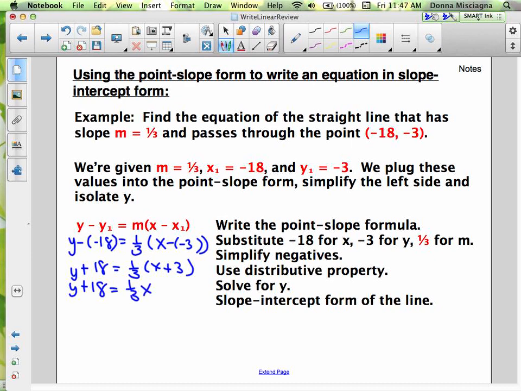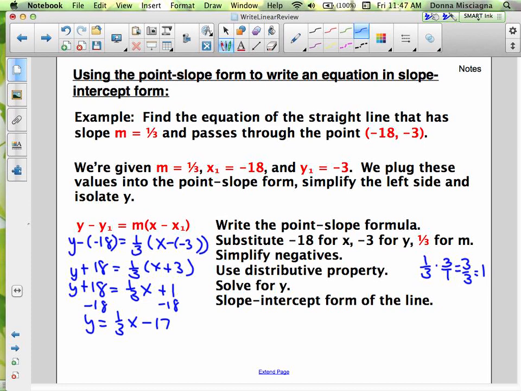And I'm just going to do the multiplication over here just in case you're not sure. 1/3 times 3. All right, well, that would be 3 over 3. Right? Or we could cancel the 3's. But either way, that's just 1. And now we need to solve for y, which means we're going to subtract 18 from both sides. So y is equal to 1/3 x minus 17. So now we've taken it from point-slope form and rewritten it into slope-intercept form.